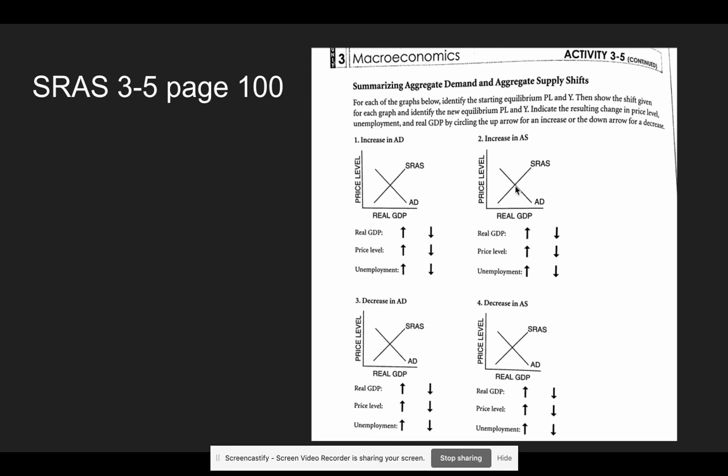Well, I can tell that we went from here to here, so that's an increase in GDP. But if we were here at price level and we've gone down here, we're going to see a decrease in the price level, but unemployment is going to also decrease because we have shifted to the right. So just remember, whenever there's a shift to the right, there generally is going to be an increase in GDP and an increase in unemployment.